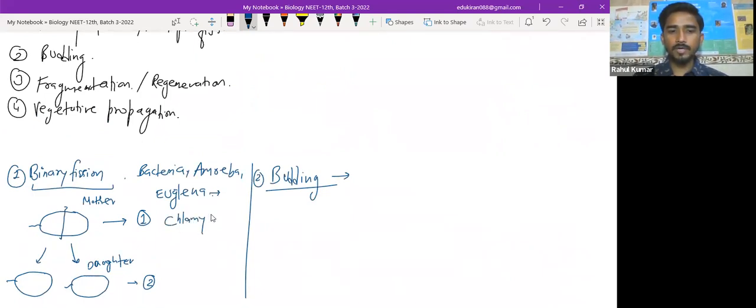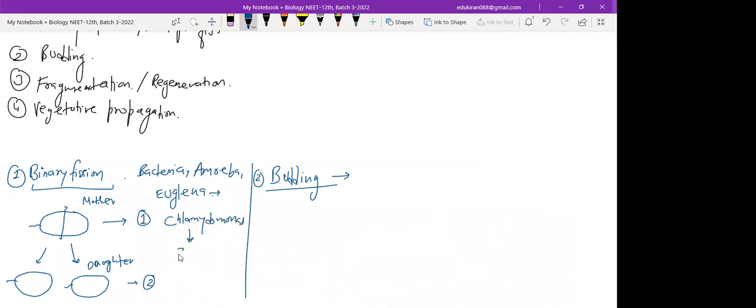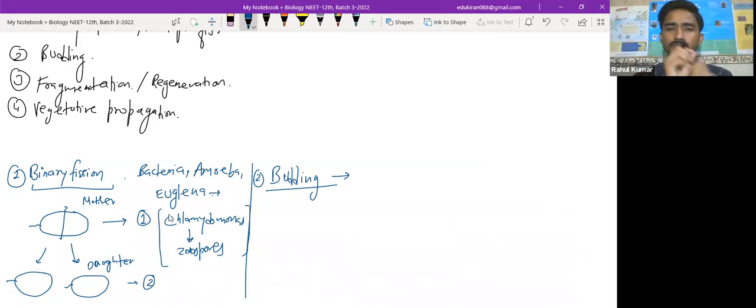And in Chlamydomonas, just write down zoospores. They form zoospores, multiple smaller Chlamydomonas. So it's like a multiple fission happening. From one, you are making many. Here, from one, you are making two. That's called binary. Clear? Yes, Arpit, hand raised.